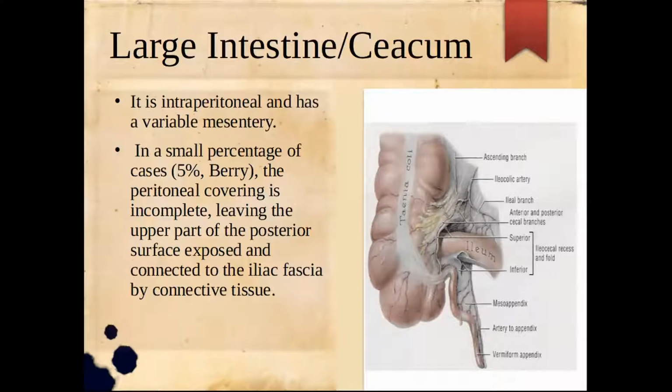The cecum is intraperitoneal with a variable mesentery. In about 5% of people, the peritoneum of the cecum is incomplete, leaving the posterior surface of the cecum connected to the iliac fascia in the right iliac fossa by connective tissue. So it is an intraperitoneal organ, but 5% of people have incomplete peritoneum covering, with the posterior wall without peritoneum.